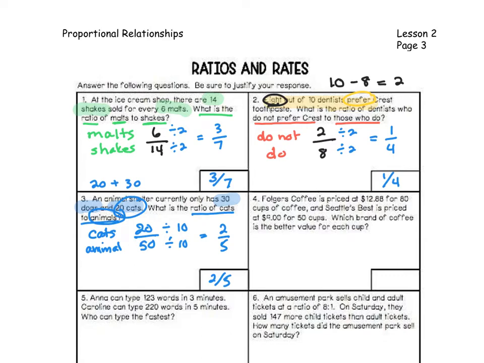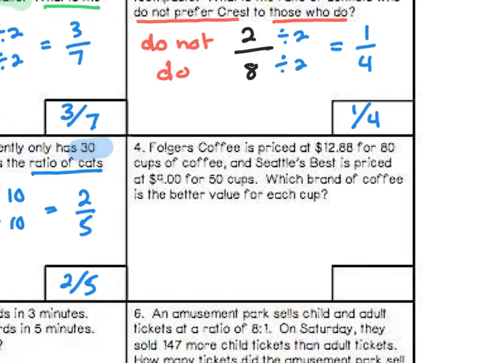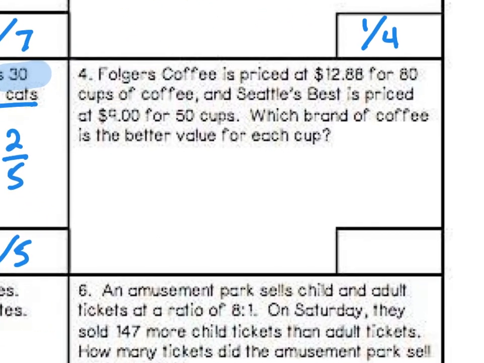I love these better brand or better buy problems because I use them quite frequently when I'm shopping. If I'm trying to get the most for my money, sometimes something might look like it's more expensive, yet you get more items, or you might get more per ounce. Even if you're paying more, you're getting more value for your dollar. So I'm going to expand this, because we need more room to write on this one.